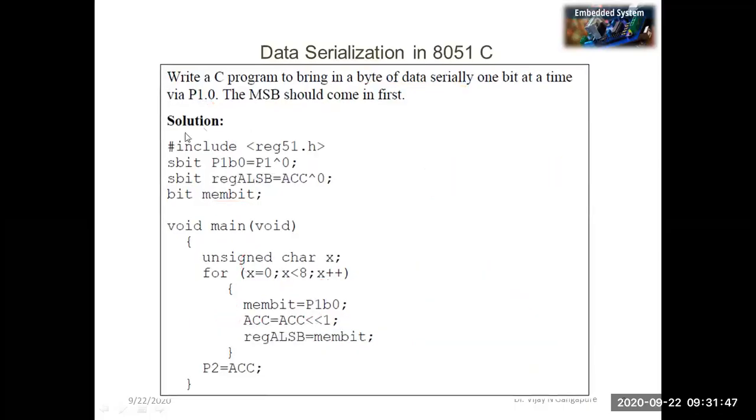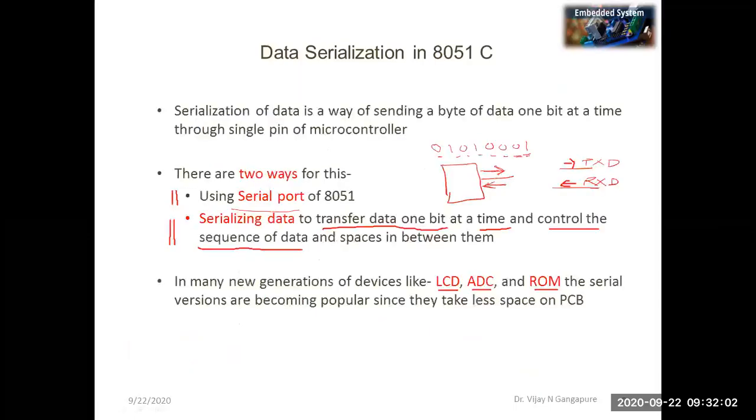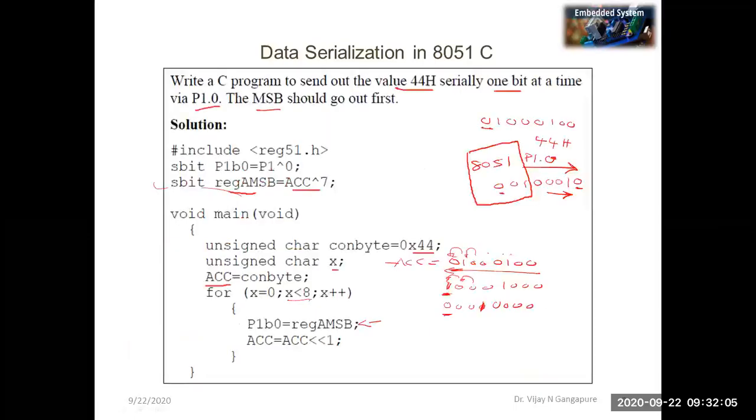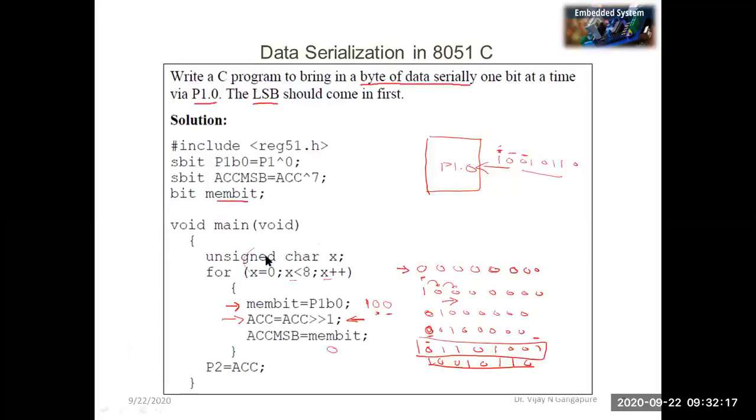Let us see. Now there is one more program to transmit data serially. Okay, we actually missed one program. First we will discuss this. This is a program to receive a data byte serially, one bit at a time, but the MSB should come first. So the program is the same as the previous one.